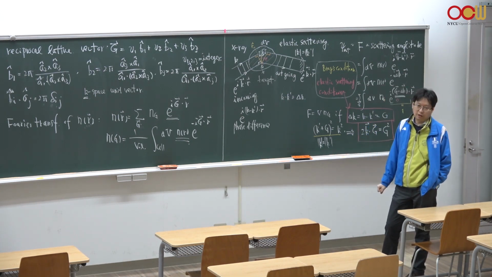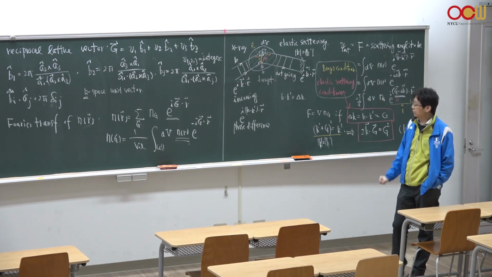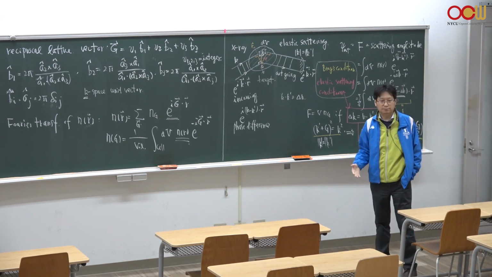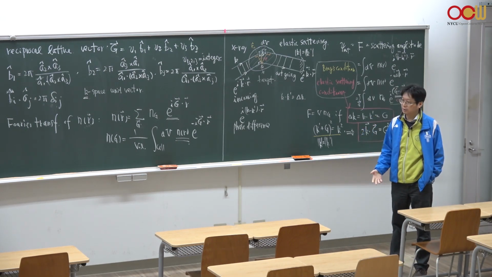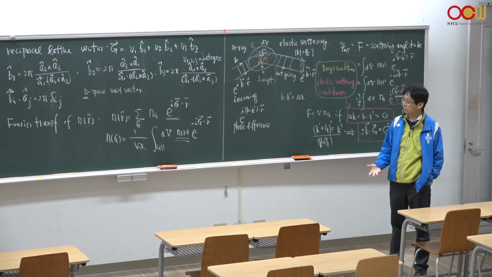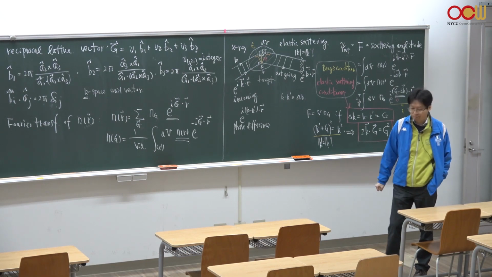Okay, so let's take a short break. When we come back, we will review another very important subject, which is the Fermi surface and Brillouin zone of ordinary metals.